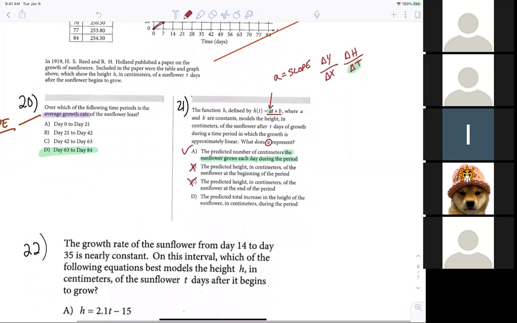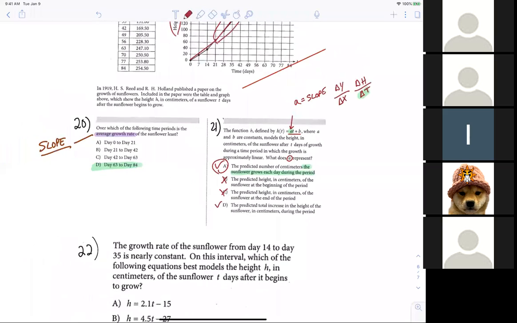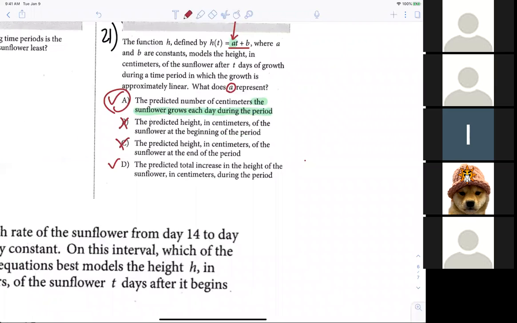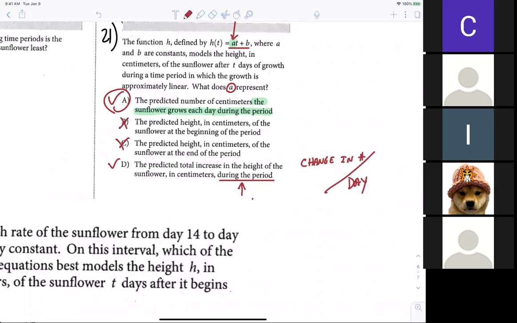Now, D and A looked pretty close, but let me explain to you why it's A. Because your slope, right, is the change in height per day, all right? That's what that's referring to. The change in height per day. That's what that means. So the mistake here was when it says during the period. It's not during the period. The period is every 1 day. All right. So that's why the answer was not D and A. All right.